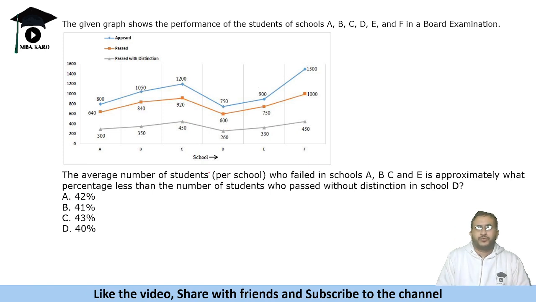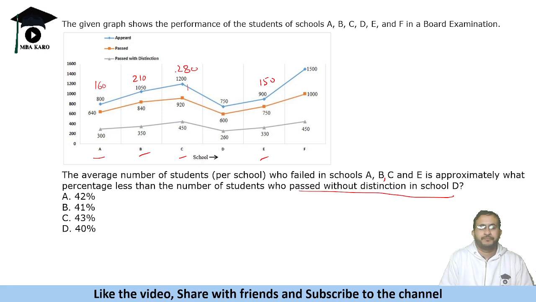The average number of students per school who failed in A, B, C, and E. A, B, C, E. Average number of students who failed. So this is 160, 210, 280, and this is 150. We need to find its average. Is approximately what percentage less than the number of students who passed without distinction in school D. Okay, so average we need to find. This is 360, 360 plus 160, 520, and 520 plus 280, 800. So average is 200.